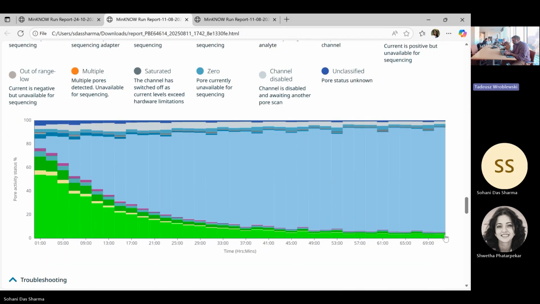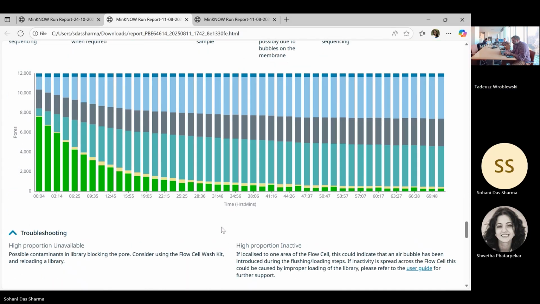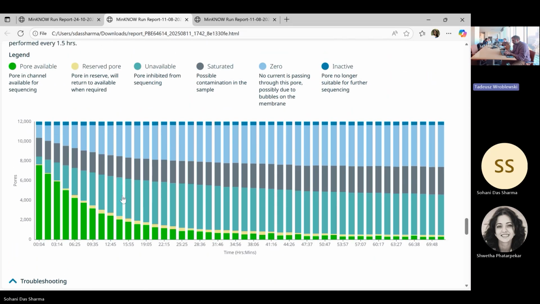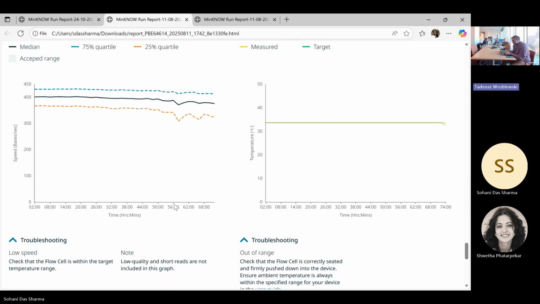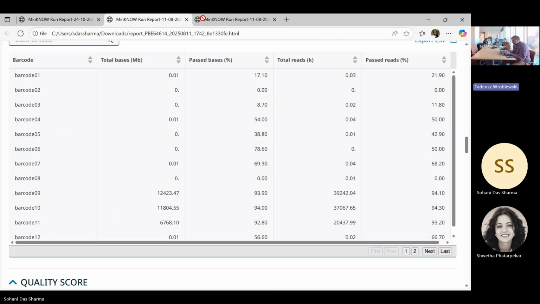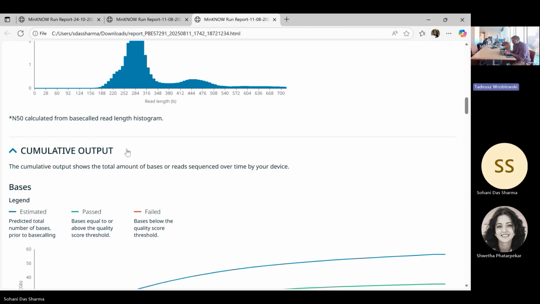So they ran it for 72 hours, but you see it decreased within a day. So whoever did this did not overload the sample. I don't think this is an ideal run, because even after a few hours this green part, unavailable, increased, which means the sample had some contaminant. Although their distribution was similar, this is not an ideal run. I think your run looks way better than this.